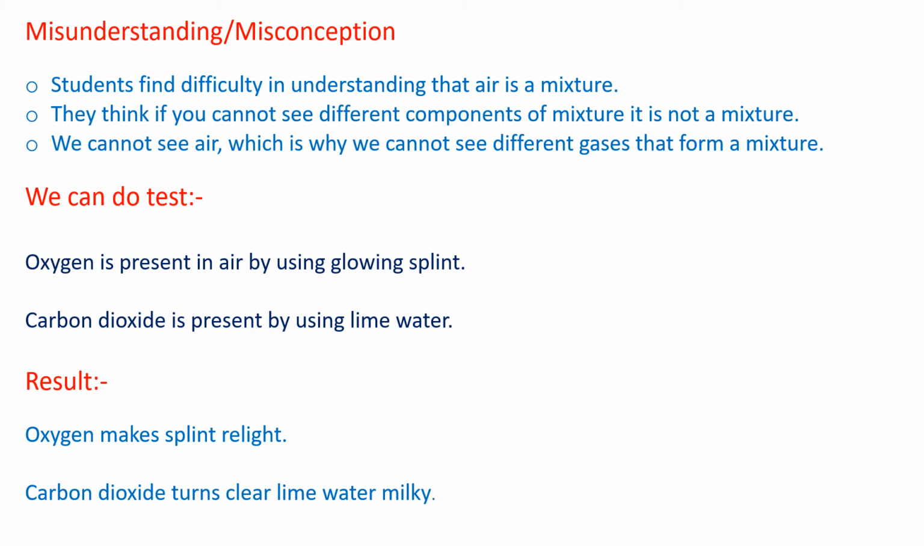But with the help of a test, we can find out that oxygen is present in the air. By using the glowing splint, we can find out whether it is present or not, and carbon dioxide is present by using the lime water. So air is also a mixture, and with the help of these two tests, we can find out whether the gases are present in the air.